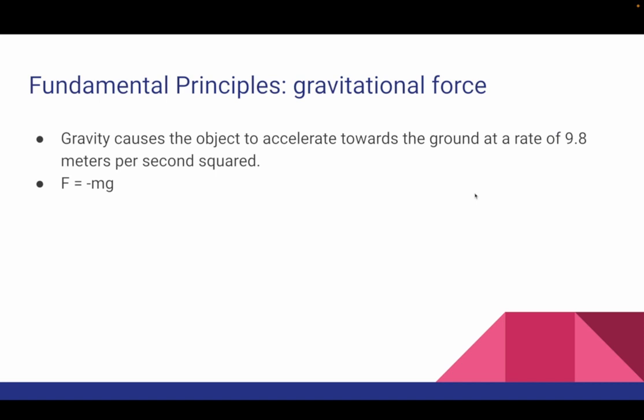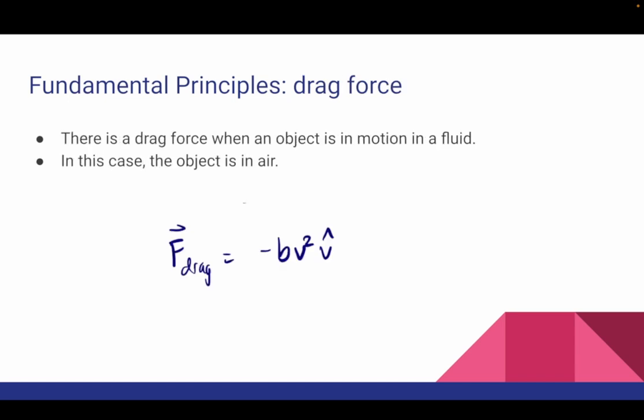Gravity causes the object to accelerate towards the ground at a rate of 9.8 meters per second squared, and there's drag force when the object is in motion in a fluid. In this case, the object is in the air.